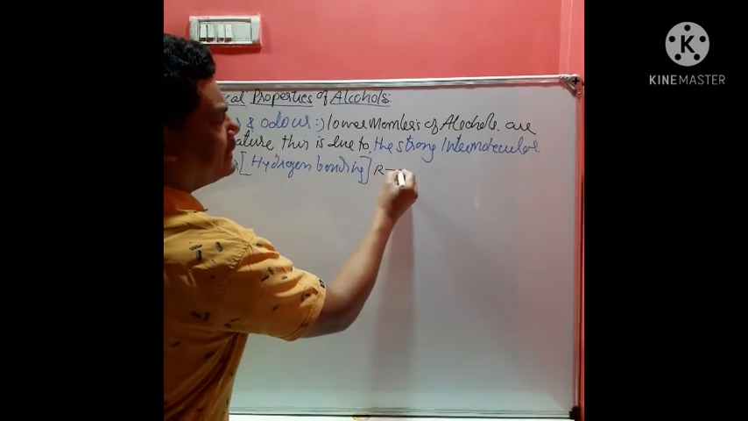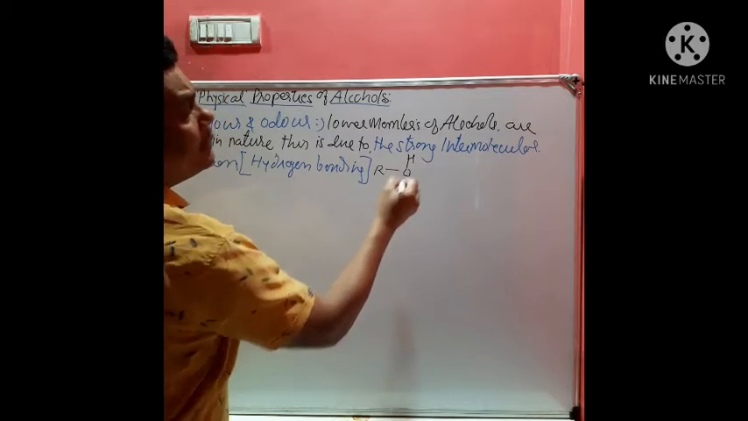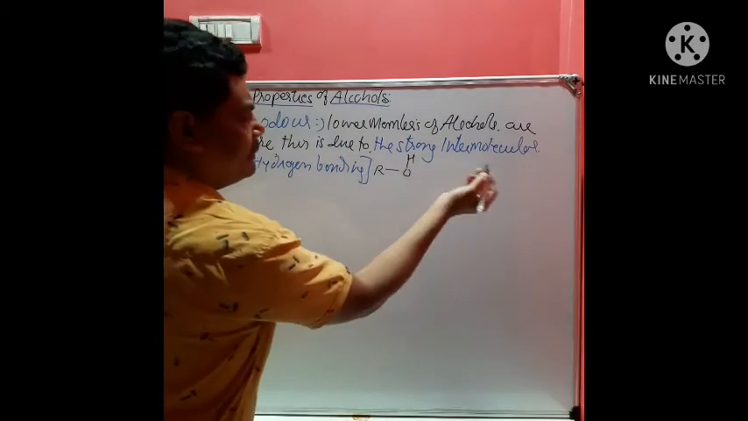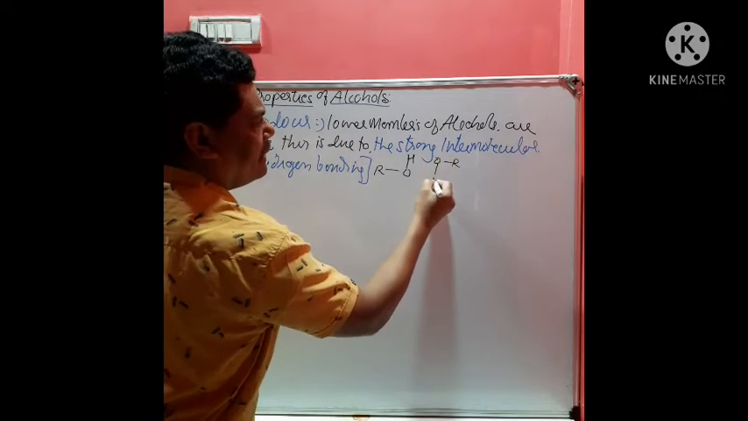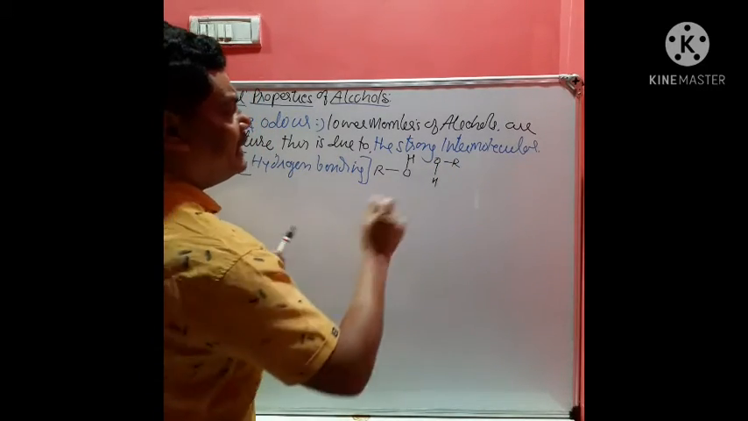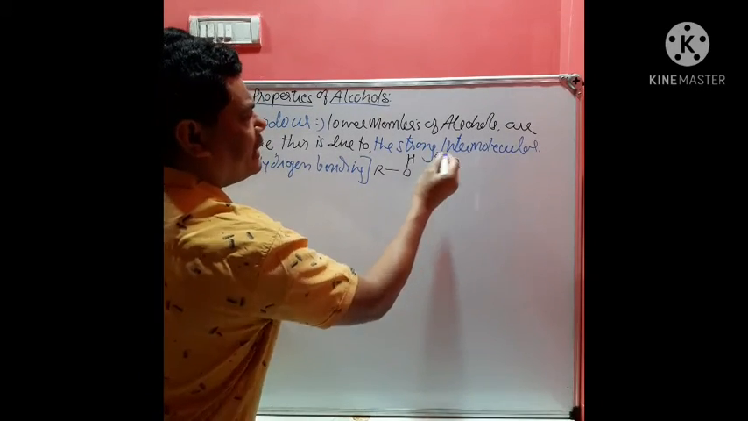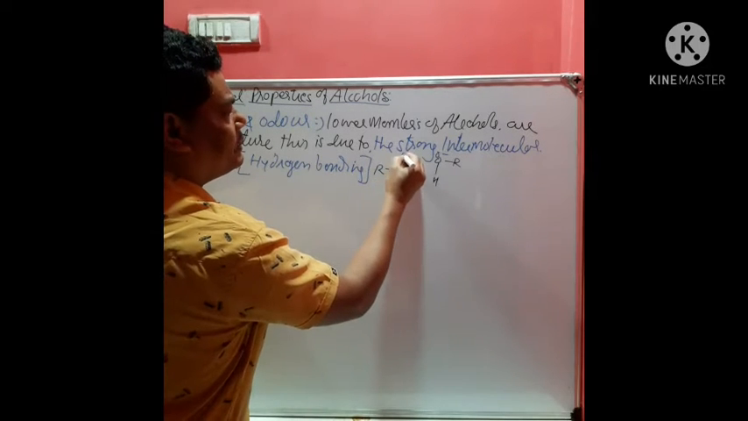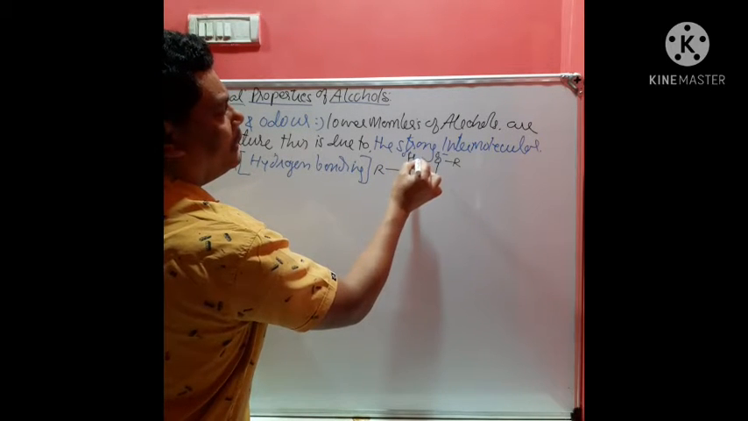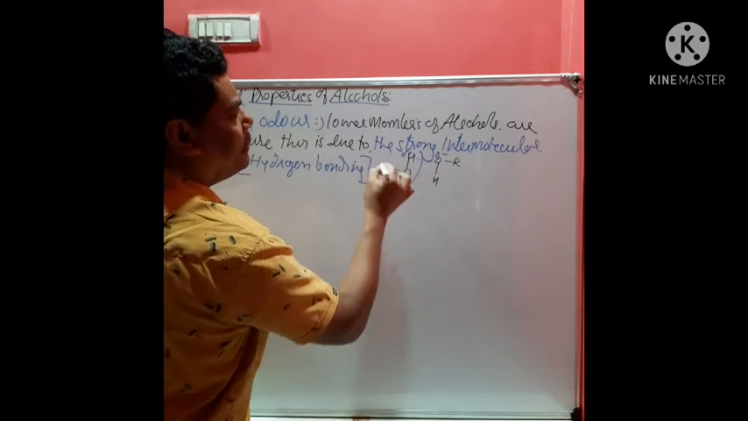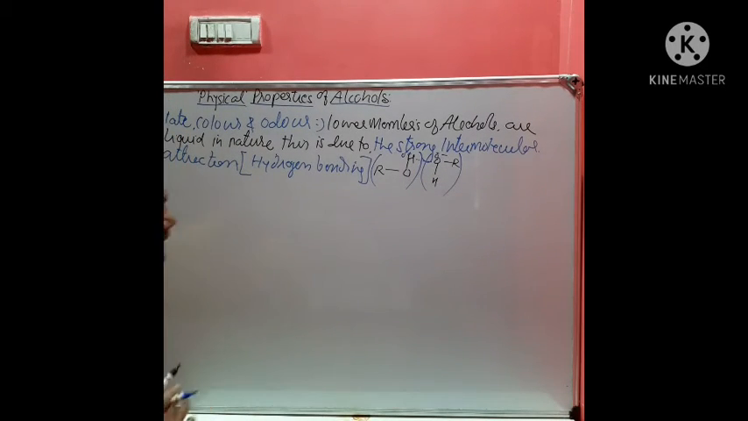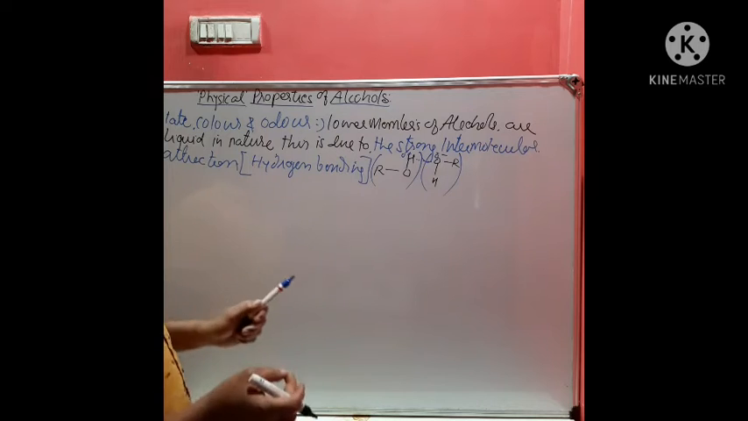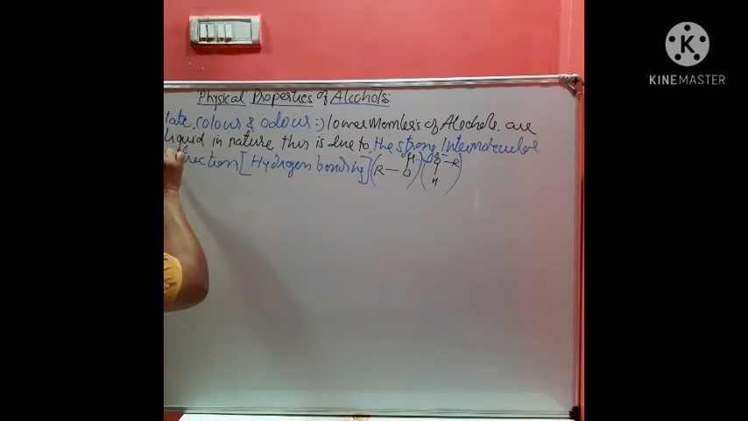How does this hydrogen bonding take place? Say R, O, and one of the hydrogens. And the next one is R, O, and hydrogen. In oxygen there is fractional negative charge, in hydrogen there is fractional positive charge. So between H and O of one and second molecule, hydrogen bonding is present. Therefore they come close and thus they become liquid in nature.